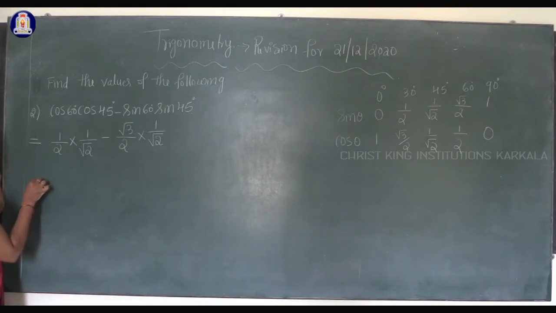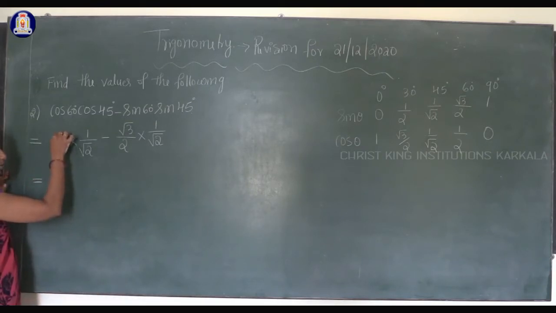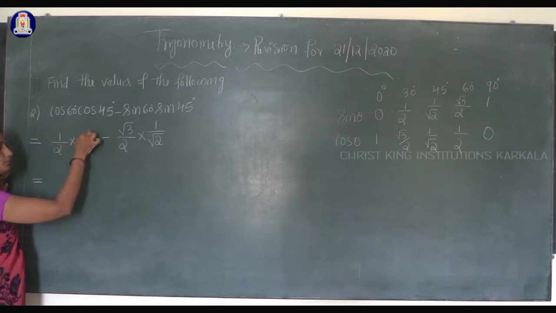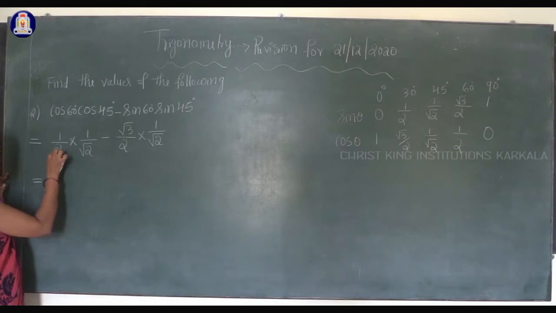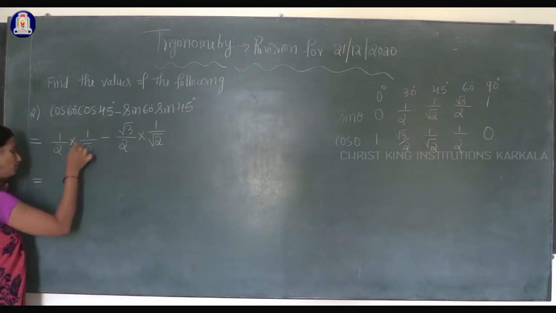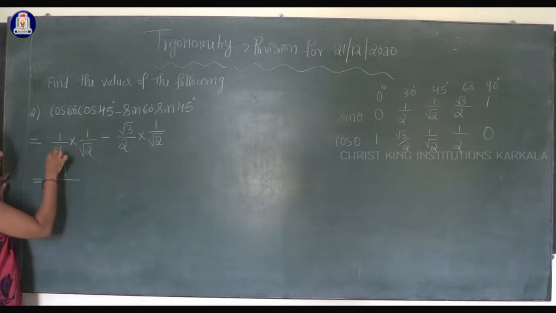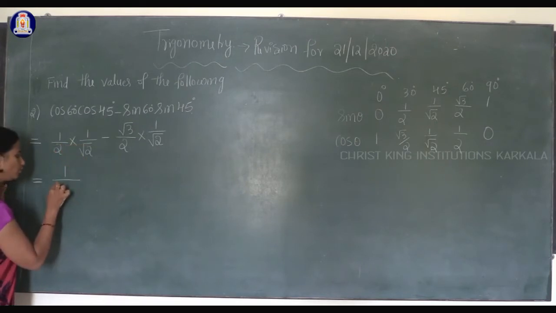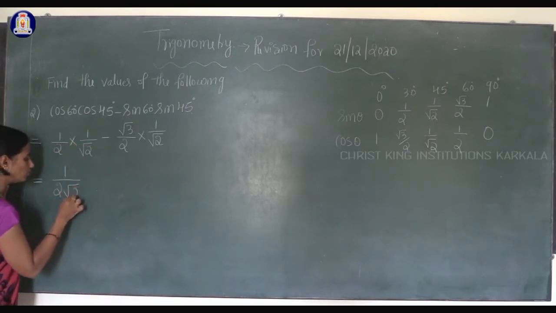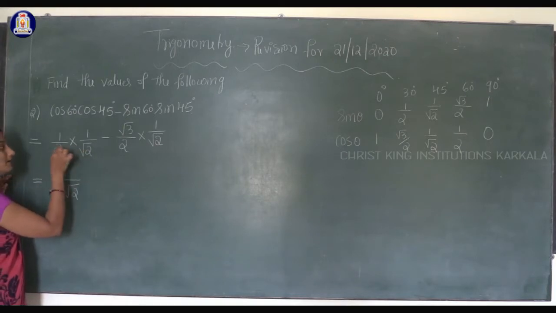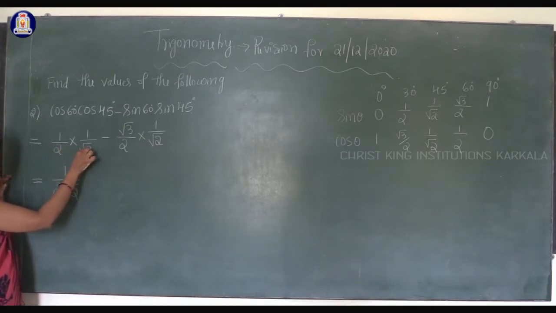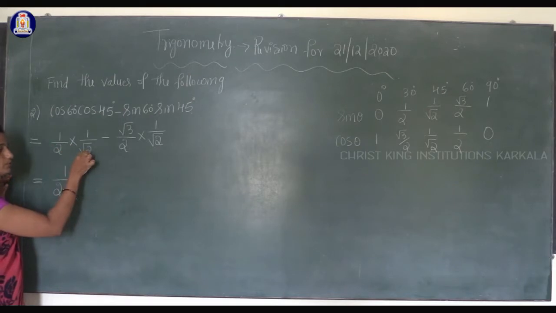So now, which is equal to 1 by 2 into 1 by root 2. Is it possible to cancel here? No. So 1 into 1 is 1, divided by 2 into root 2, which is 2 root 2. It is not equal to root 4. So this is surds, this is a natural number. We can't multiply the numbers. Okay, so it is 2 into root 2.